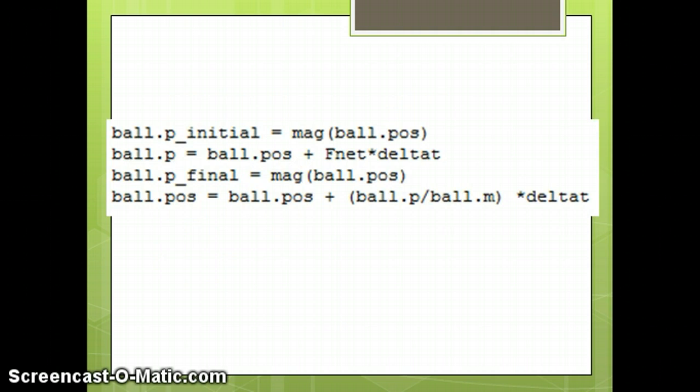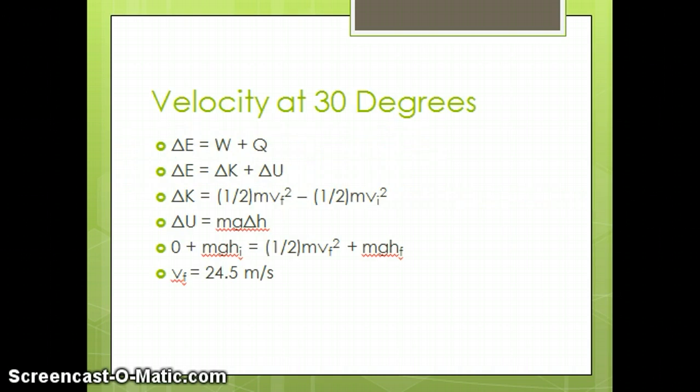This is the formula for the momentum principle that was put into VPython. This is similar to finding the velocity at 90 degrees, except that Ki equals 0, whereas Ui equals mgh initial in this case. Therefore, we get mg h initial equals 1/2 the mass times the final velocity squared plus mg h final. Therefore, we manipulate the variables to find that the final velocity at 30 degrees is 34.5 meters per second.